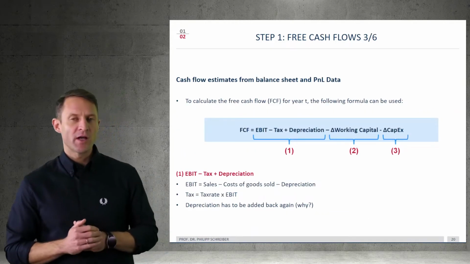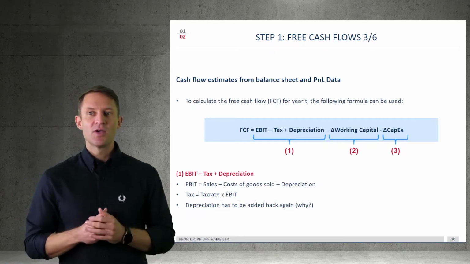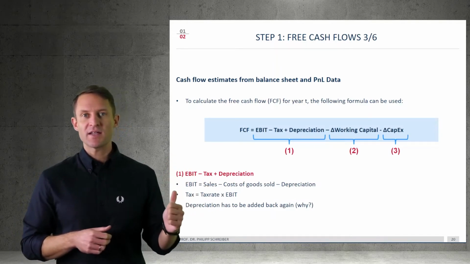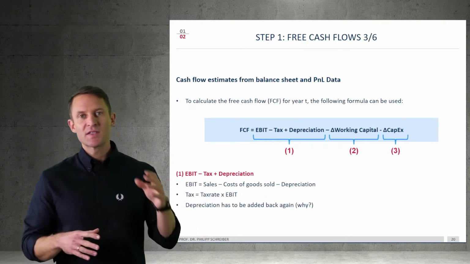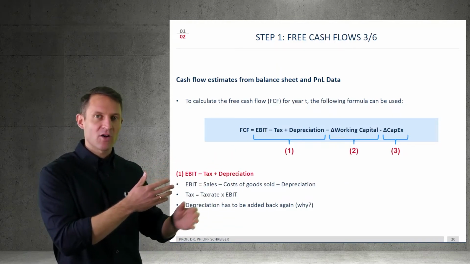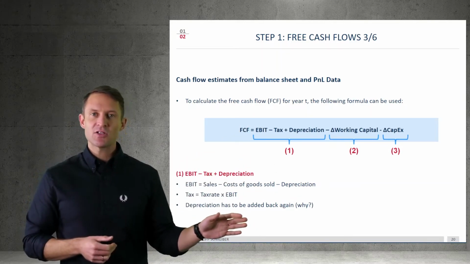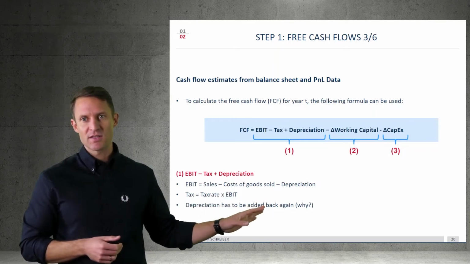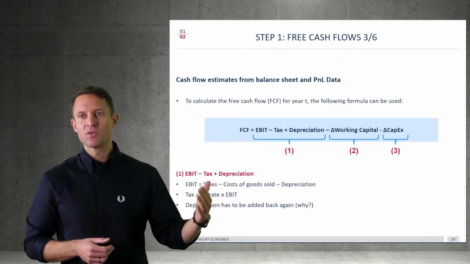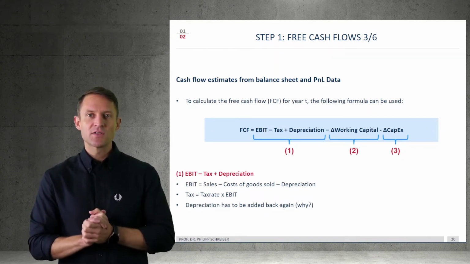So what is the formula? To calculate free cash flows for year T, for any year T, we use the formula. We take the earnings before interest and taxes. This is EBIT. We subtract tax payments, because tax payments are not on our bank account anymore. That's money that's flowing out. We add depreciation. Why do we add depreciation? I'll tell you in a second. We subtract the change in working capital and we subtract the change in capex. That's the idea. So let's go through this formula step by step.